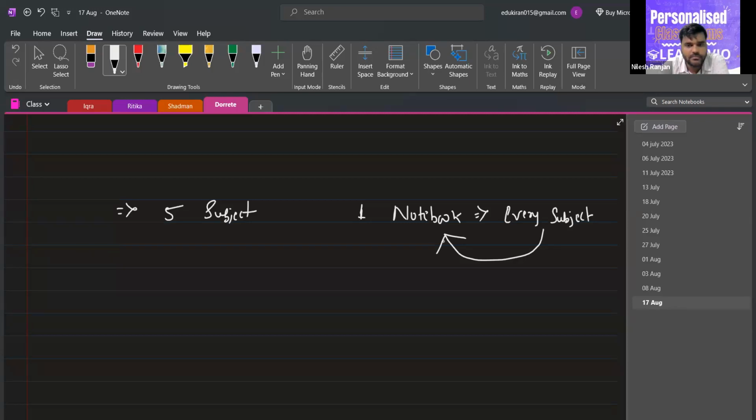Individual book for each subject. Individual notebook for every subject. And in every subject notebook, you will write the different chapters separately, because we cannot combine different chapters at a single place or on a single page.